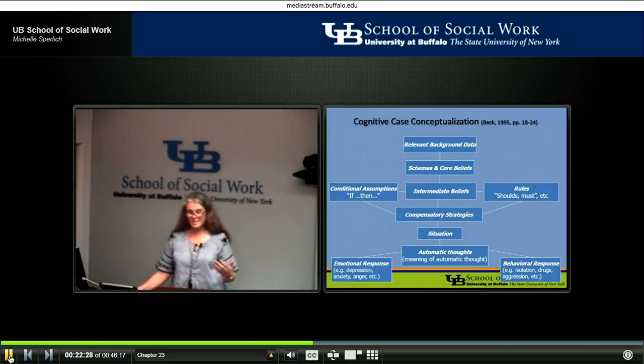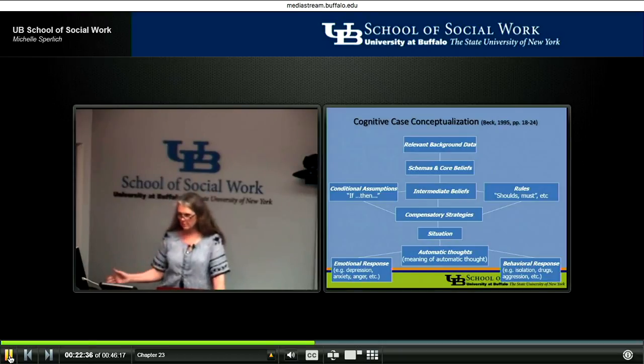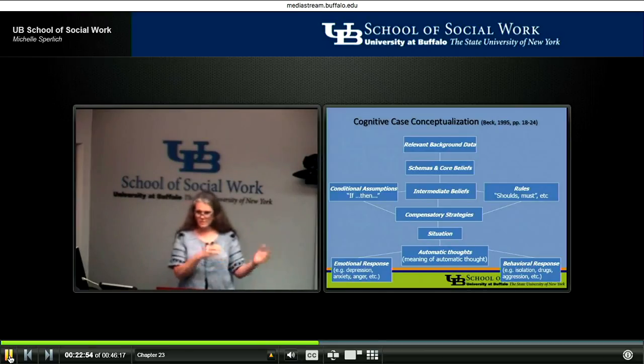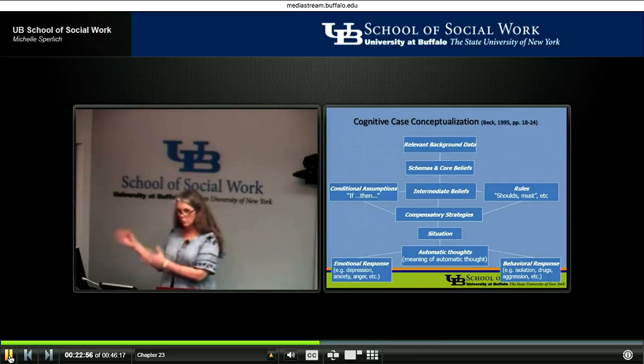As you can see, it gets a little complicated when you're looking at the cognitive case conceptualization. You have to take into account all the relevant background data of your client. What are their schemas, their thoughts, their core beliefs about themselves and the world and what's going on, some of their core relationships. Then you have to look at some of their intermediate beliefs and some of the conditional assumptions. If I do this, then this is going to happen. And what rules they have about their beliefs. I should always do this, or I must do this, or this is going to happen. Those kinds of things.